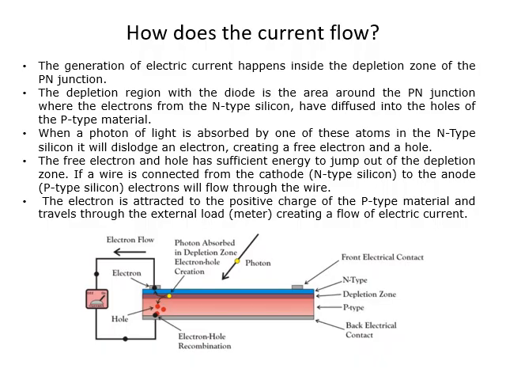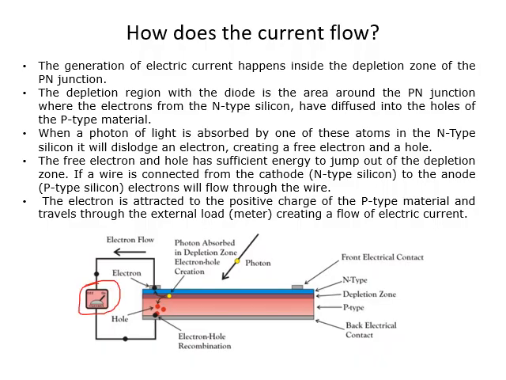The free electron and the hole have sufficient energy to jump out of the depletion zone if a wire is connected from the cathode. So that 1.1 eV barrier has already been exceeded. Now there is no problem for the electron to jump outside if you just connect the load with this. Okay, the load is here.